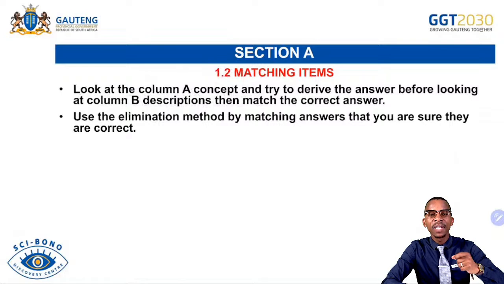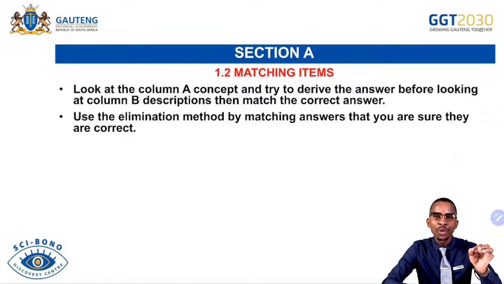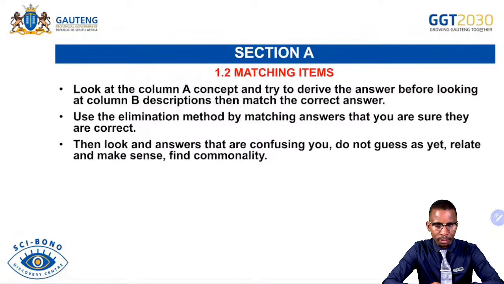Start with those answers. Then after, go back and synthesize thoroughly to see which answers are clearly correct on the remaining options. It is very important that you do that, because if you fail to do that, you will end up getting 0. It is highly possible, trust me. Then look at answers that are confusing you. Do not guess as yet. Relate and make sense. Find commonality. It is very important on the remaining options. Maybe you have 4 remaining options. You don't just go and pick any answer. You try to relate and link them. Once you link them correctly, you can get all of those remaining answers correct and leave the one that is unrelated out.